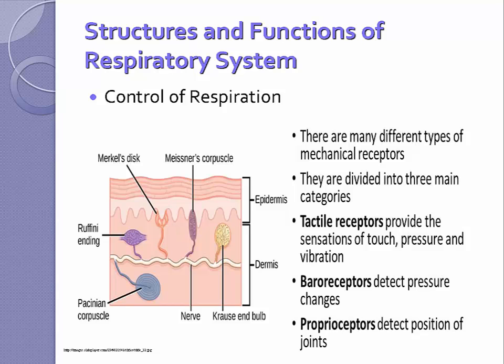Juxtacapillary receptors are believed to cause the rapid respiration, tachypnea, seen in pulmonary edema. These receptors are stimulated by fluid entering the pulmonary interstitial space.